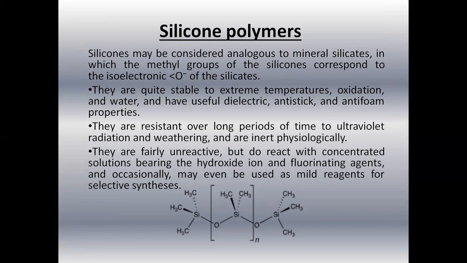They are fairly unreactive, but do react with concentrated solutions bearing the hydroxide ion and fluorinating agents, and occasionally may even be used as a mild reagent for selective synthesis. When we talk about the silicon polymer structure, here we can see silicon is attached to two methyl groups and an oxygen, that is the repeating unit in this polymer.